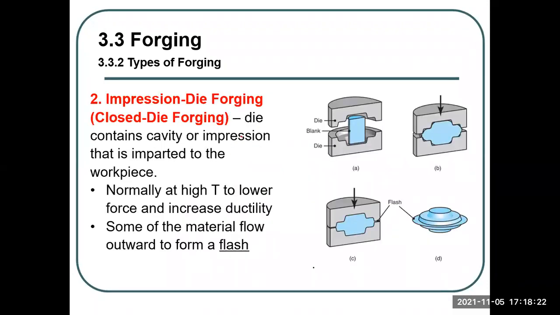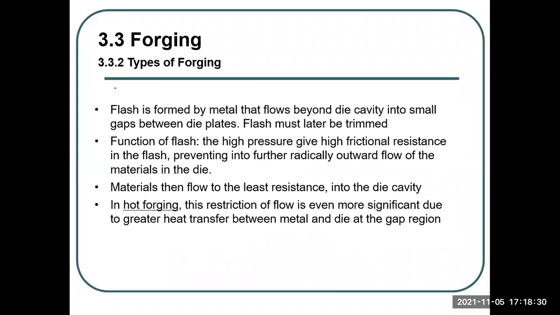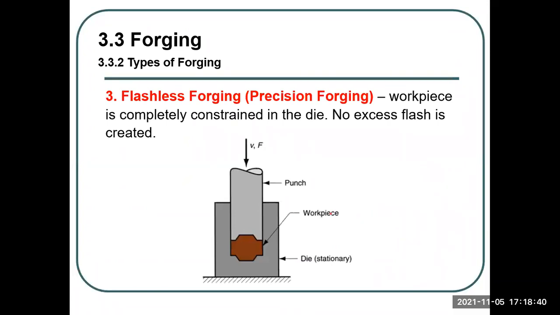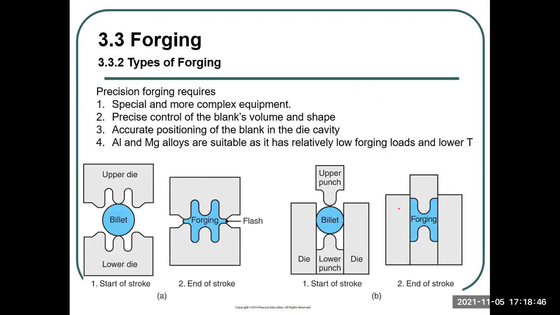Okay, so this is a closed die. Remember the difference is this flash here. What's the function of the flash, which is here? These are the flash functions, and also this one no need, just some names. Okay, fullering and edging. And this is precision forging, which means you don't have any flash at all. That's a perfect case. Okay, so this is precision.